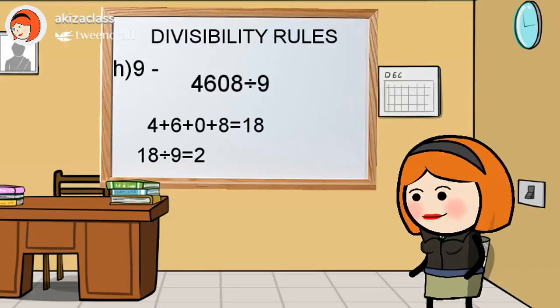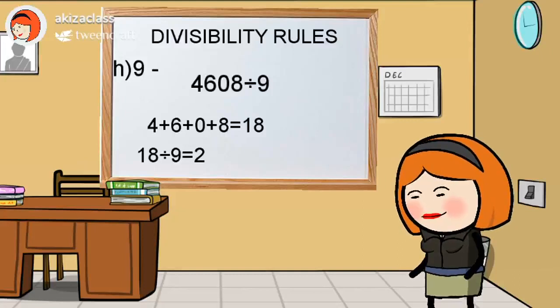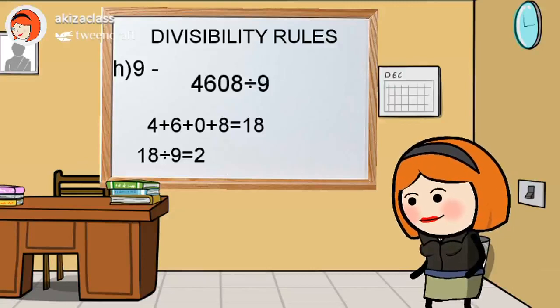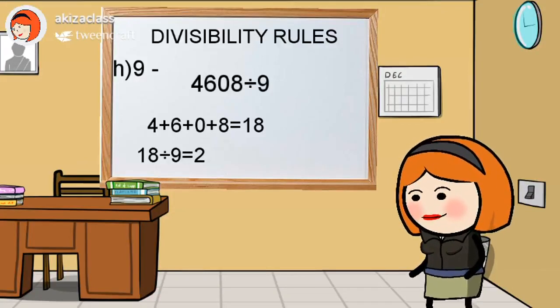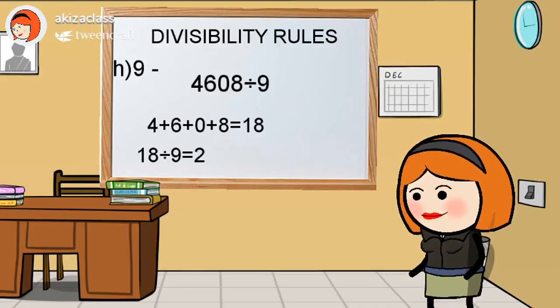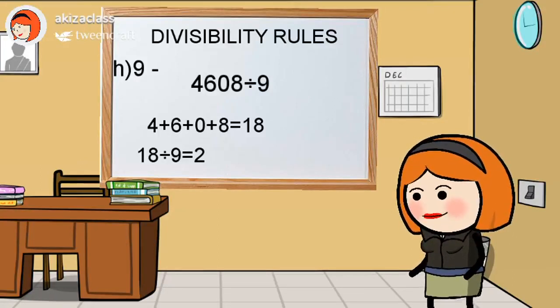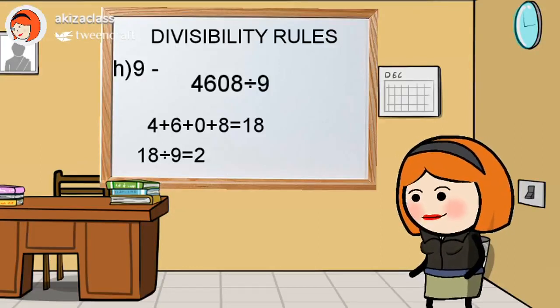Coming to an example, let's take the number 4608. We have to check whether it is divisible by 9 or not. So first of all we will add all the digits of the number, that is 4 plus 6 plus 0 plus 8, and we are getting 18 as the answer. And we know that 18 is divisible by 9. So we can say that the whole number 4608 is also divisible by 9.